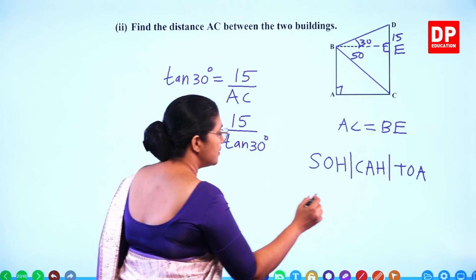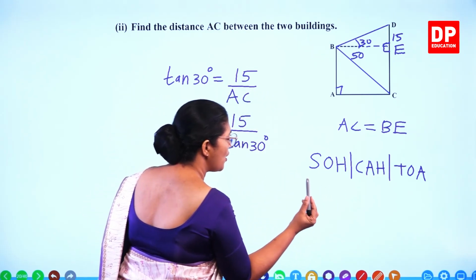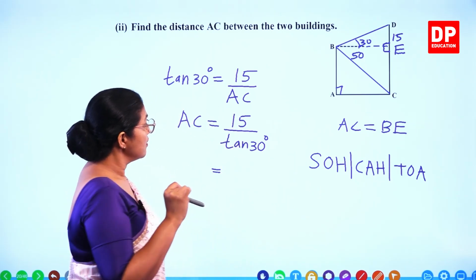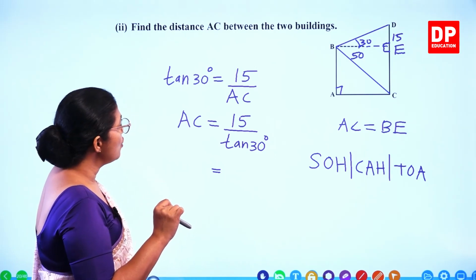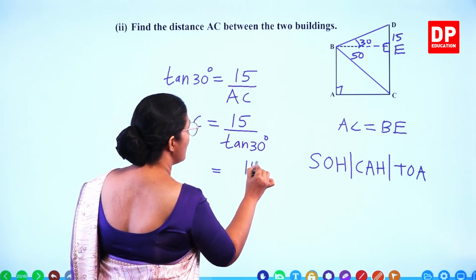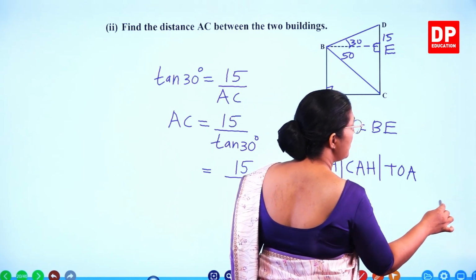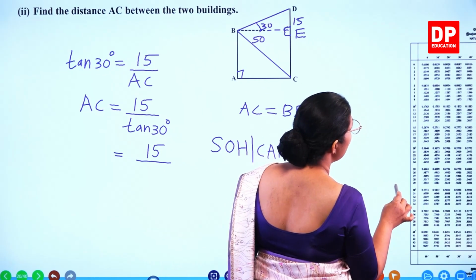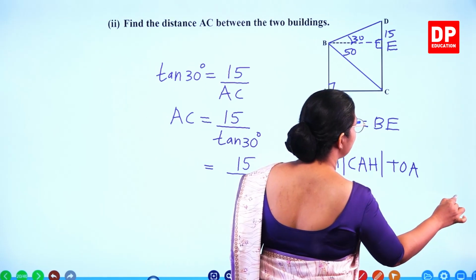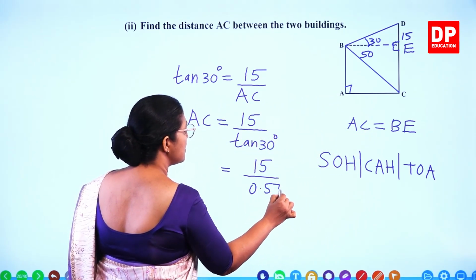Can you remember? If you know the value, you can straight away use 1 over root 3. But if you are not sure about that, you can use the tan table and find the answer. So, 15 over tan 30. So, let's look at the tan table and see what's the tan 30 value. Tan 30 is 0.5774.